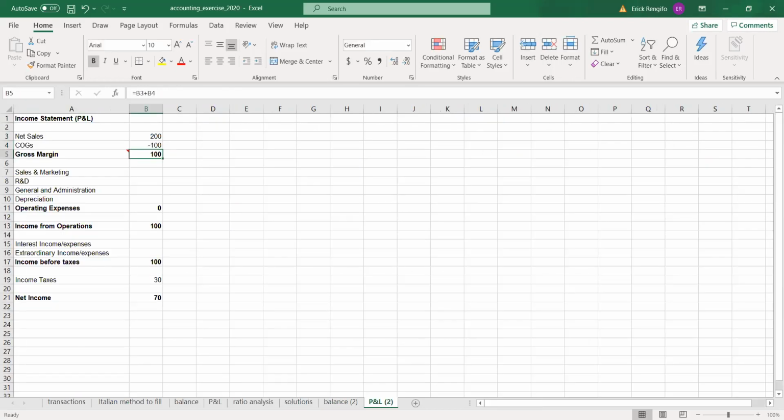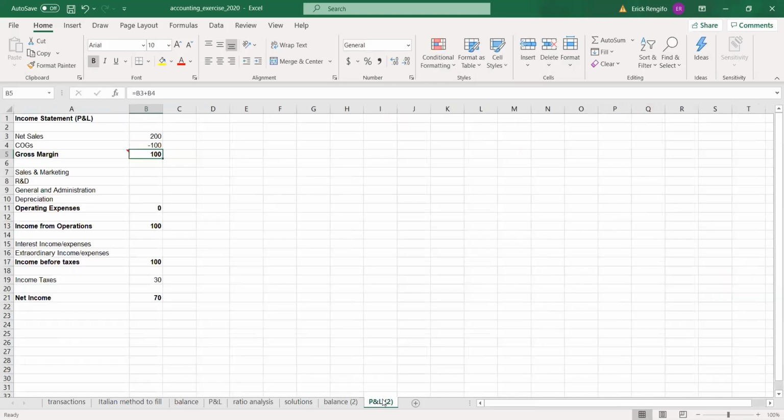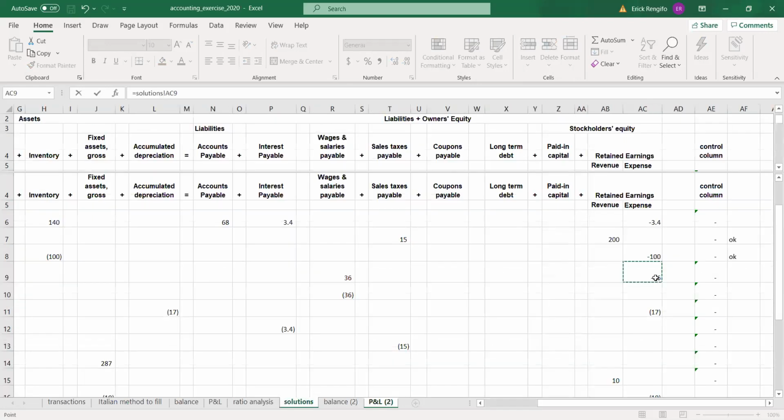Perfect. So just to be sure what we're doing, let's block. These two are already considered. So we have considered these two already. Now let's continue with my P&L accounts. Sales and marketing, research and development, general. I don't have sales and marketing. I don't have research, but I have salaries, right? So this is what is called general administration. So I can go here, this one here.